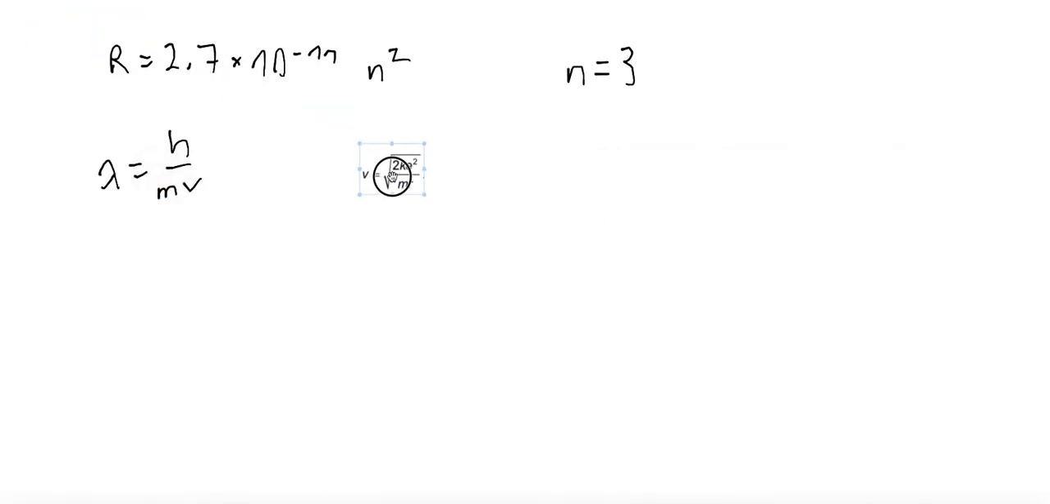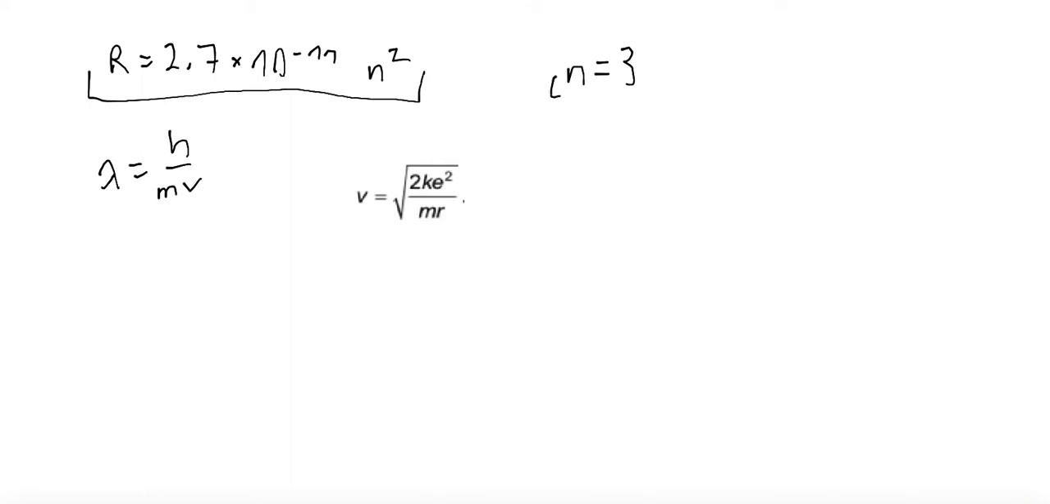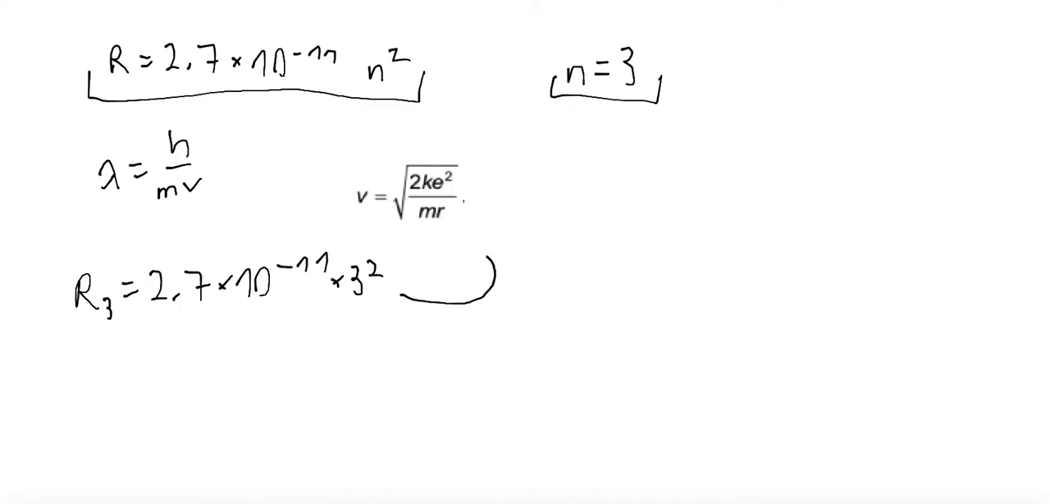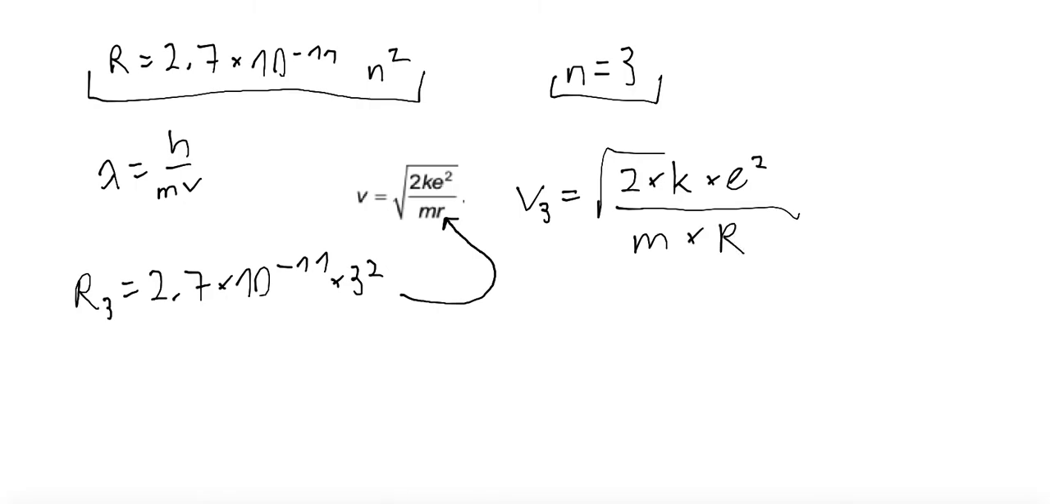Okay, this expression. So first, you know the general formula for r, and you know that n is equal to 3. So you have to find r3, which is 2.7 times 10 to the power of minus 11 times 3 to the power of 2. Then, by using the charge of the electron, Coulomb's constant, and the mass of the electron, you can calculate the speed of the electron at the third orbit by 2 times k from the data booklet times e squared from the data booklet divided by m from the data booklet, and r3 is calculated here.